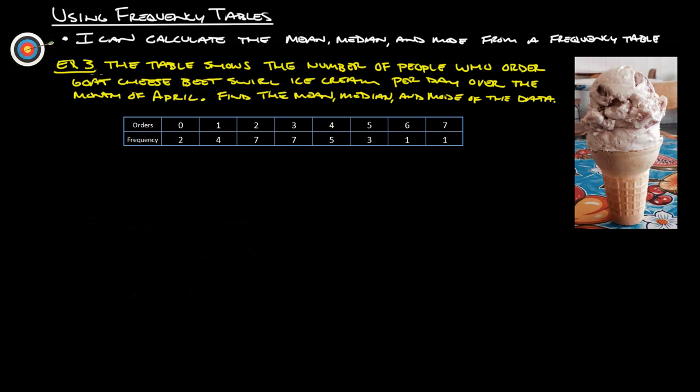Okay, example 3. The table shows the number of people who order goat cheese beet swirl ice cream per day over the month of April. Find the mean, median, and mode of the data.